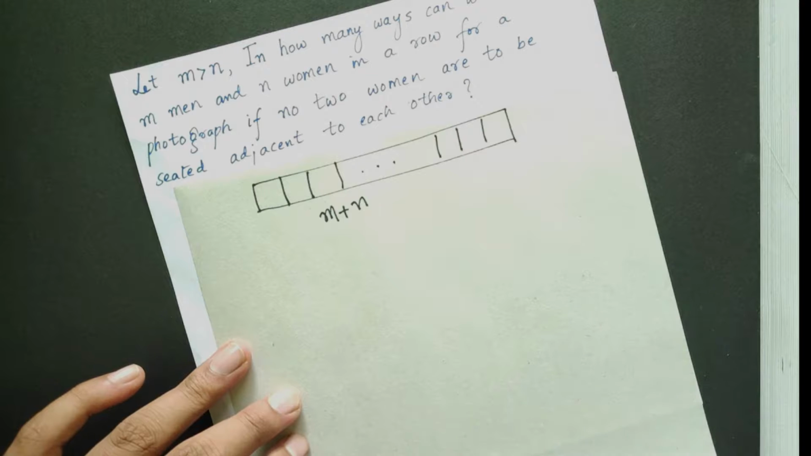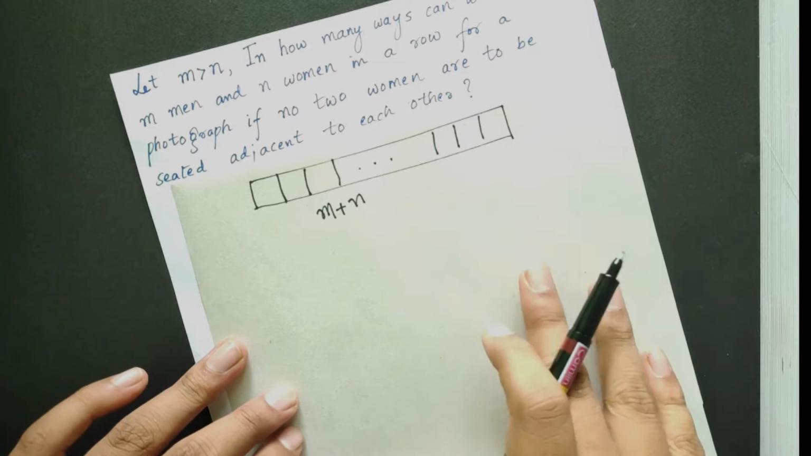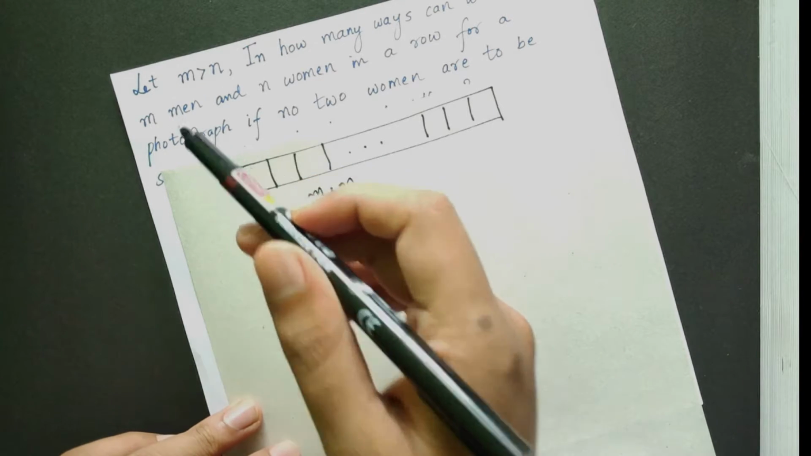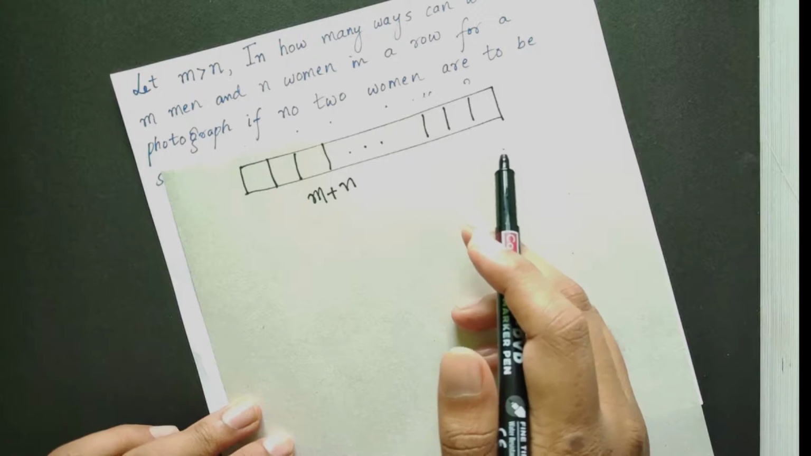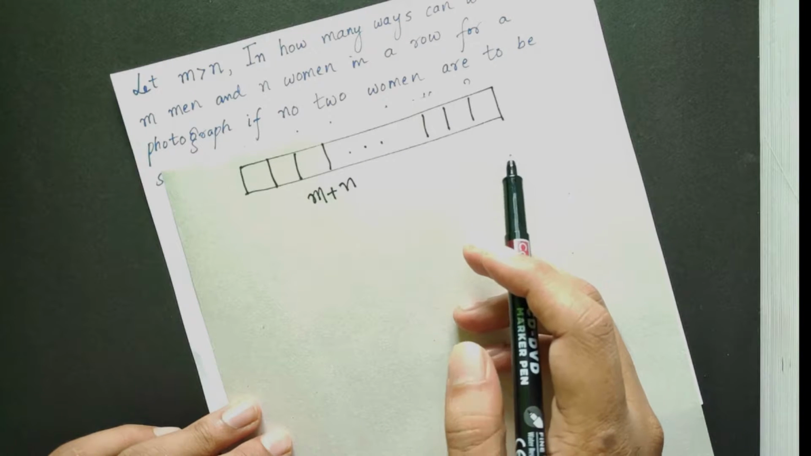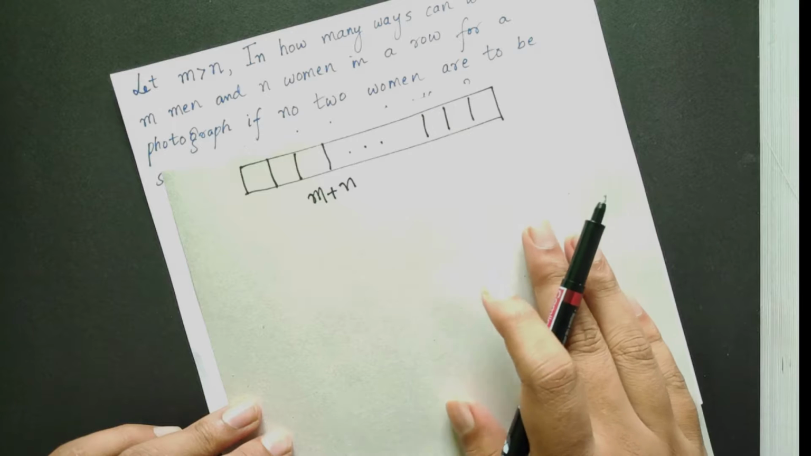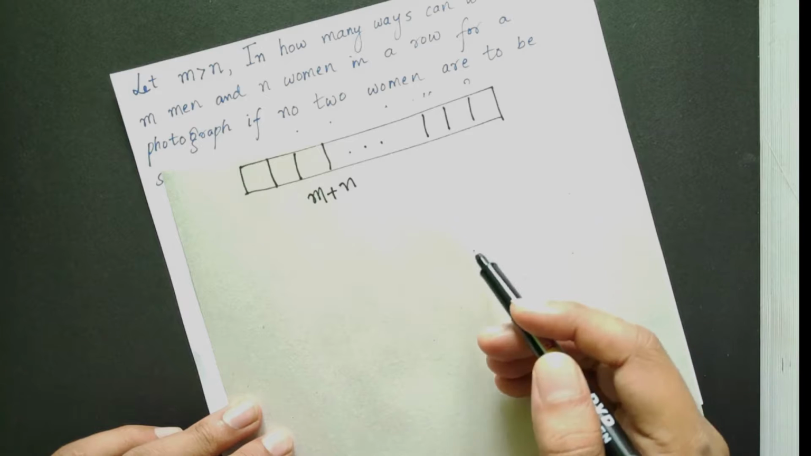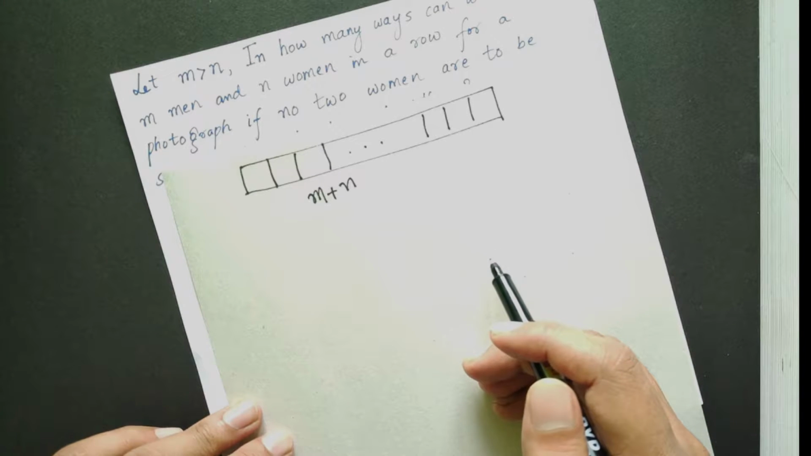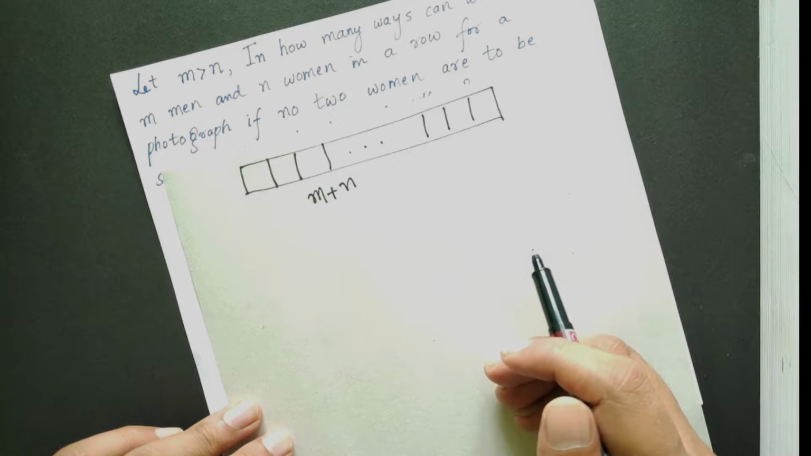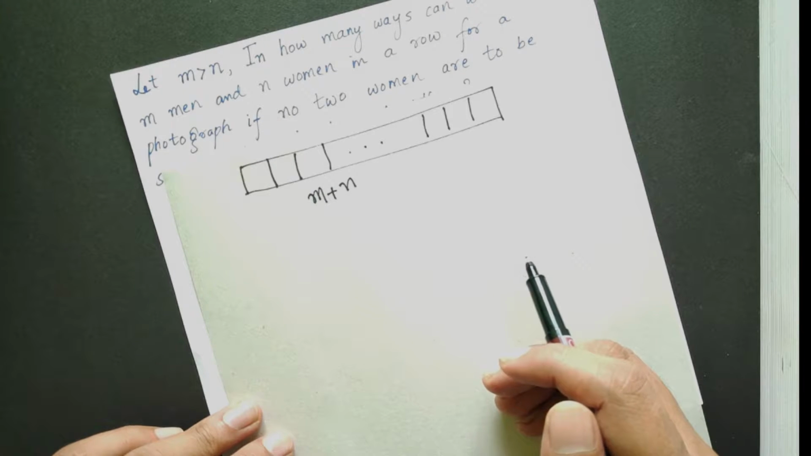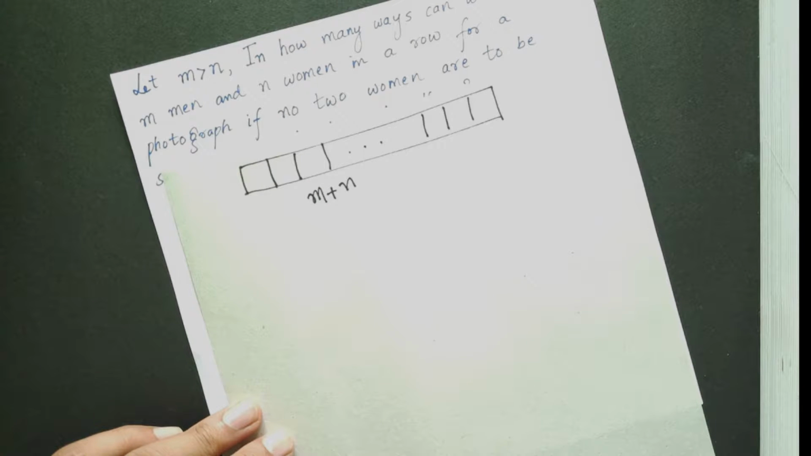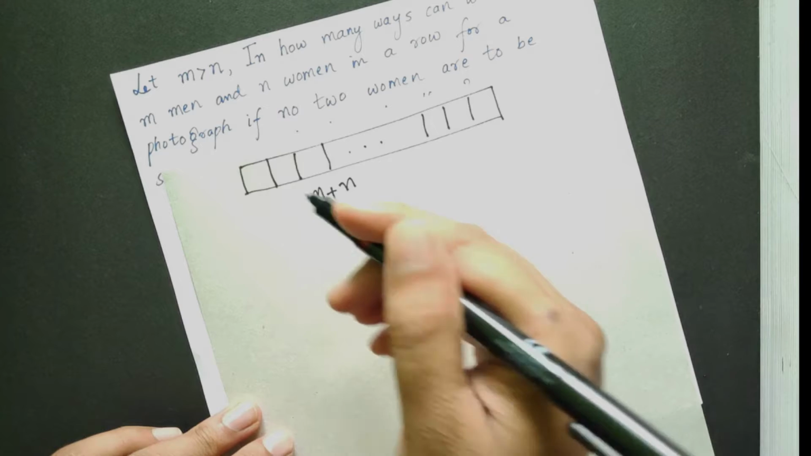But what we shall do now is say that everyone, the m men and n women, have their own chairs, and they are carrying their chairs with them. So it's not like chairs are already arranged in a row. They have their chair with them, and whenever I ask them to come and sit, they will come with their chair and sit in a row.